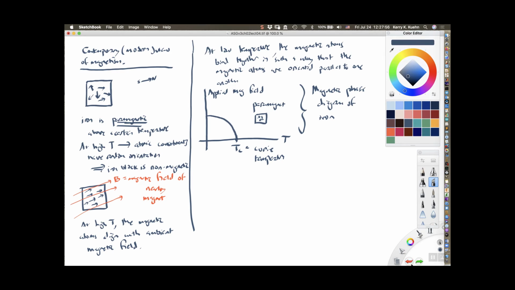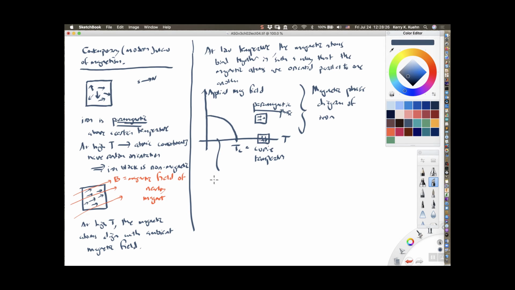If there's no magnetic field, so the applied magnetic field is 0, they're going to be oriented in random directions. But if there is a magnetic field, then they will be oriented along with that applied magnetic field. What about in this region? So this is the paramagnetic phase.